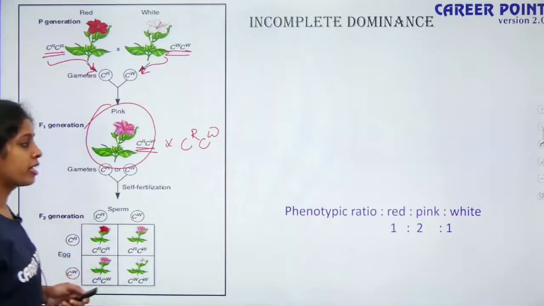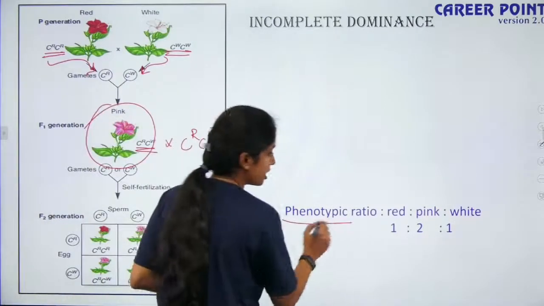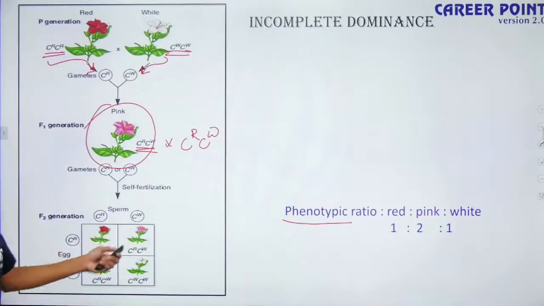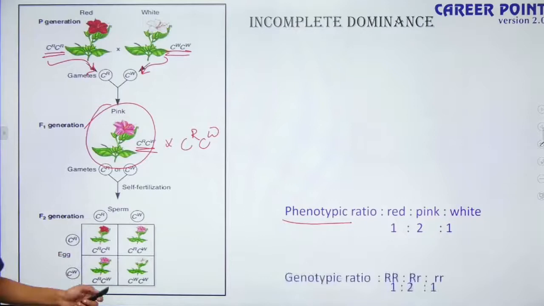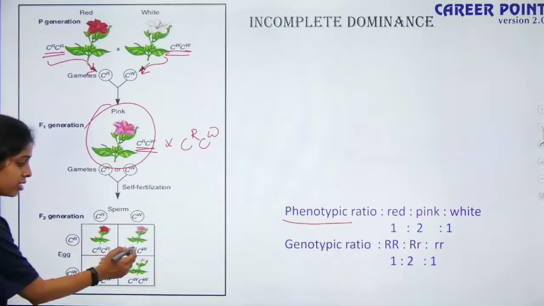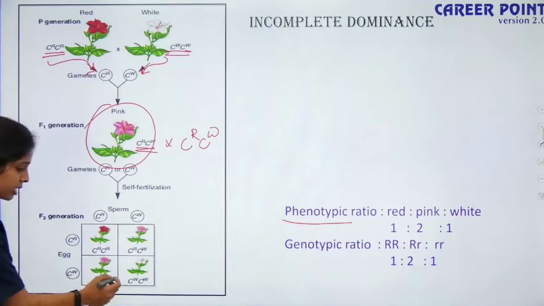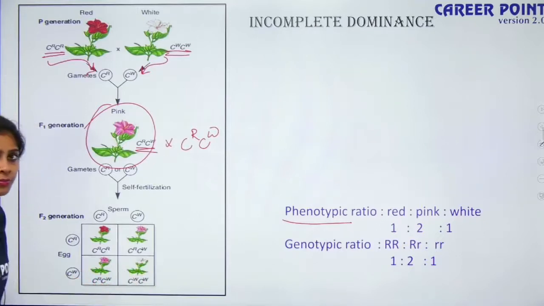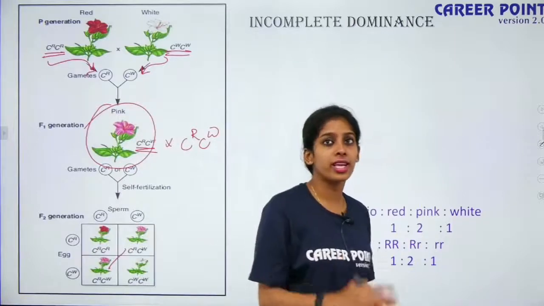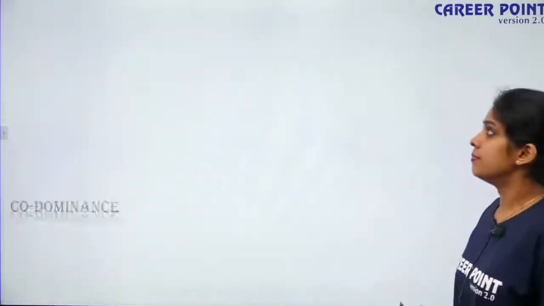Phenotypic ratio, so phenotype is the physical observation: red to pink to white, so 1:2:1. Fine. Genotypic ratio, so this is basically CR CR, CR CW, CR CW, CW CW. These two code for pink. So 1:2:1. So your phenotypic ratio and your genotypic ratio are both the same in the case of incomplete dominance.